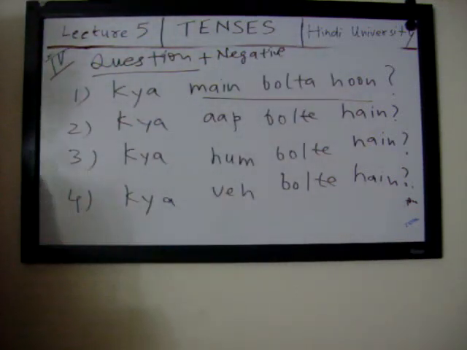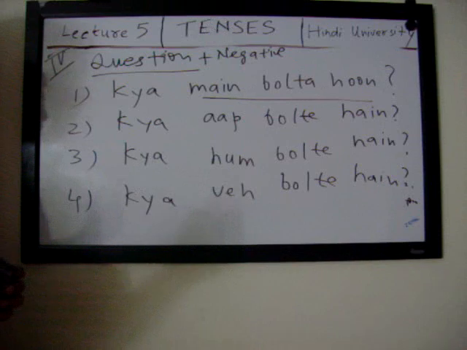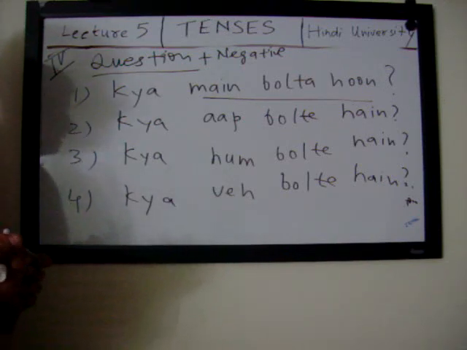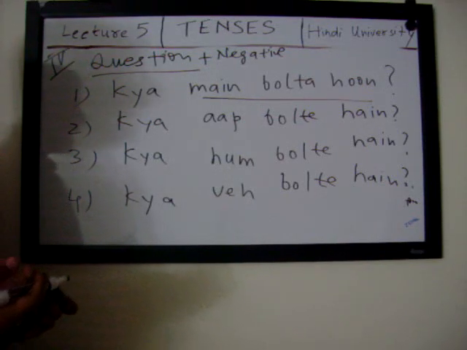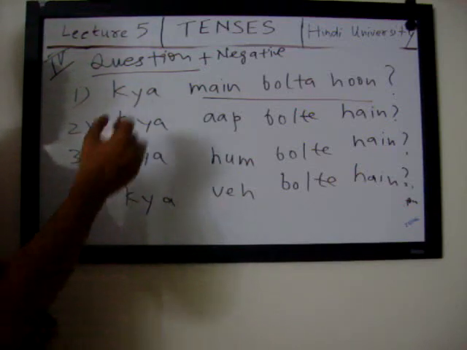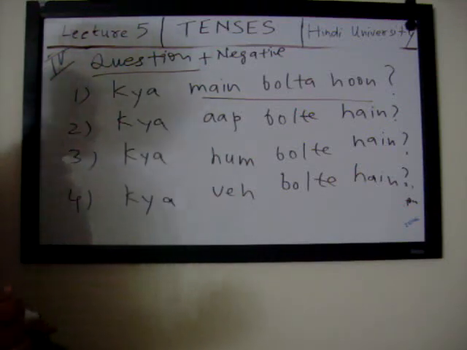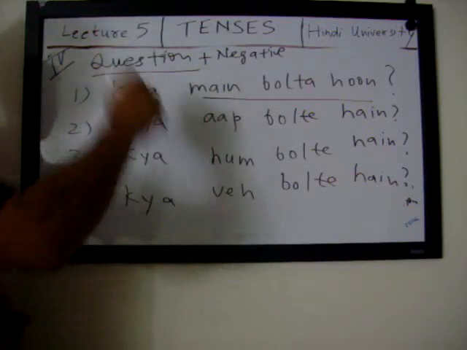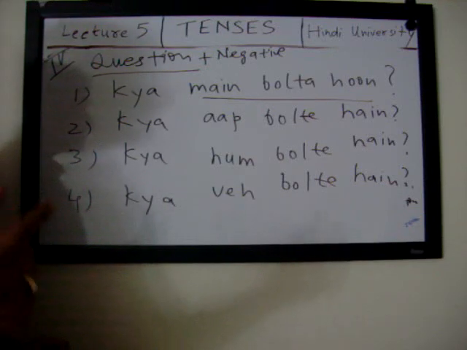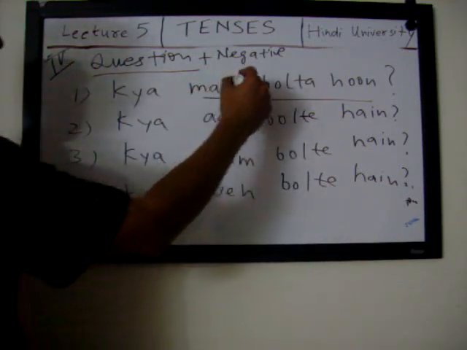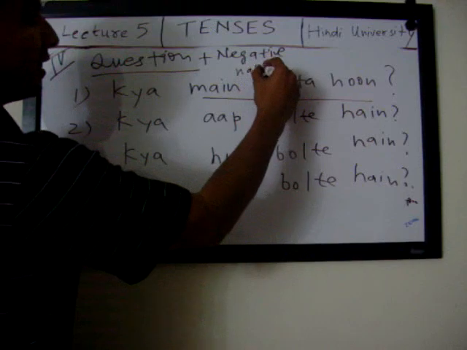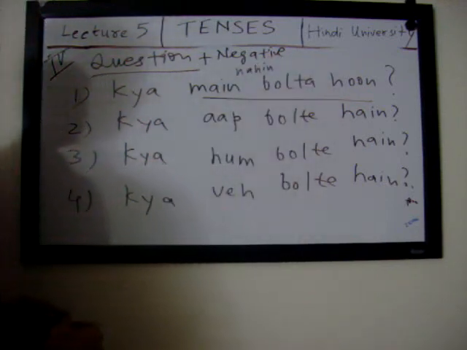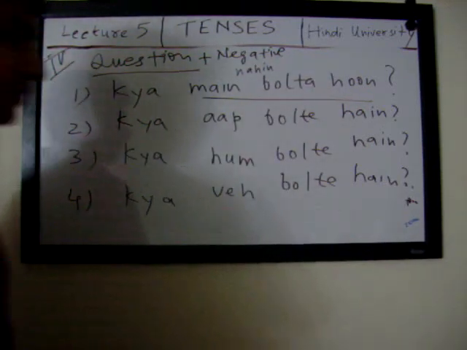Okay, so it's easy if you just think about it. In the negative form, you just added nahi. In the question you added kya. In question plus negative you'll have kya as well as nahi. So kya main nahi bolta hoon?